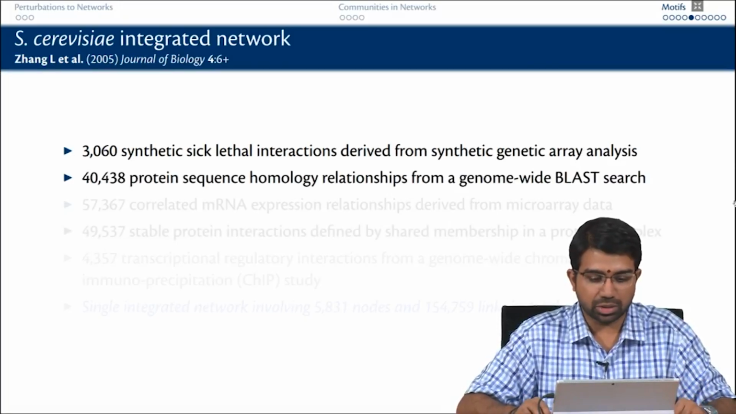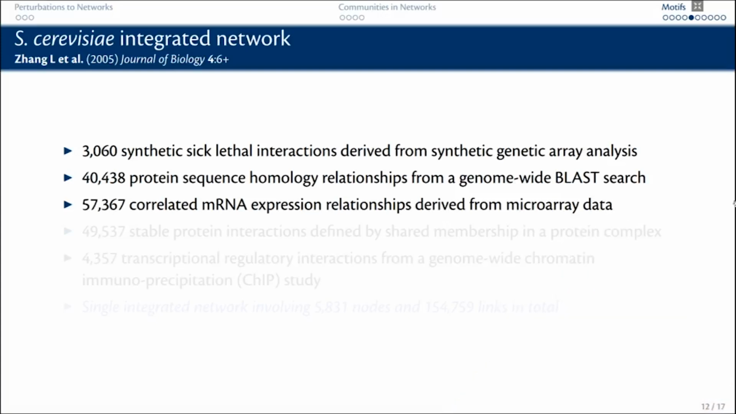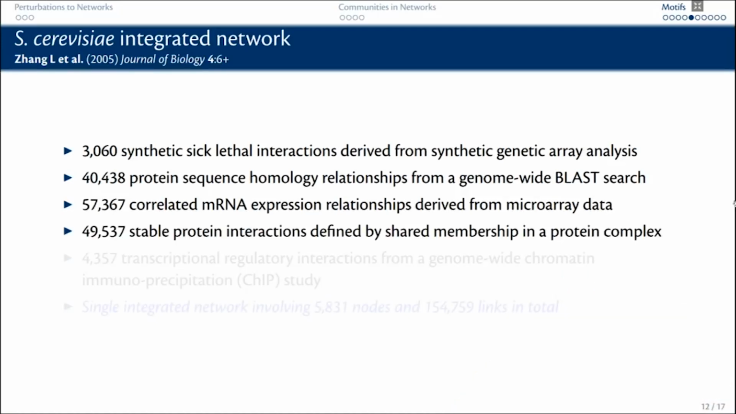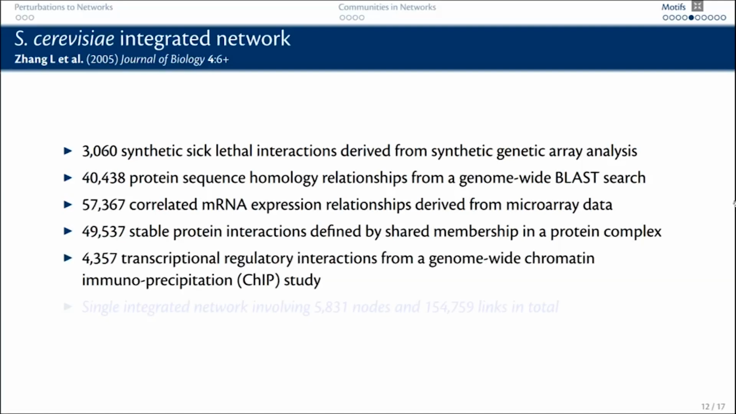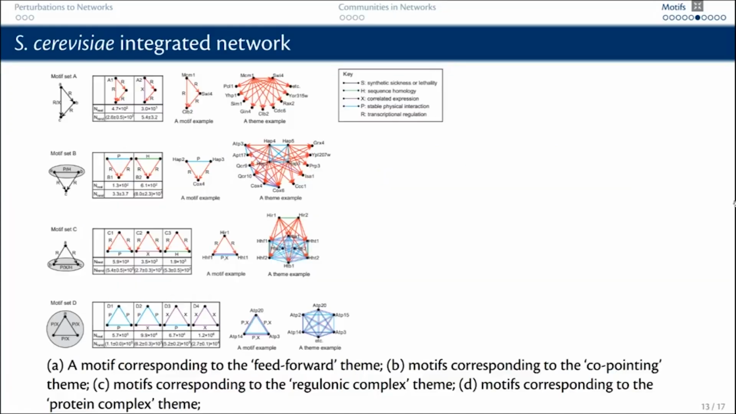And then 40,000 odd protein sequence homology relationships, correlated mRNA expressions, protein interactions based on protein complexations, and a ChIP study to get some more regulatory interactions and so on. Finally giving you a huge network with about 6,000 nodes and 150,000 links. In this network, what were the motifs that could be identified?